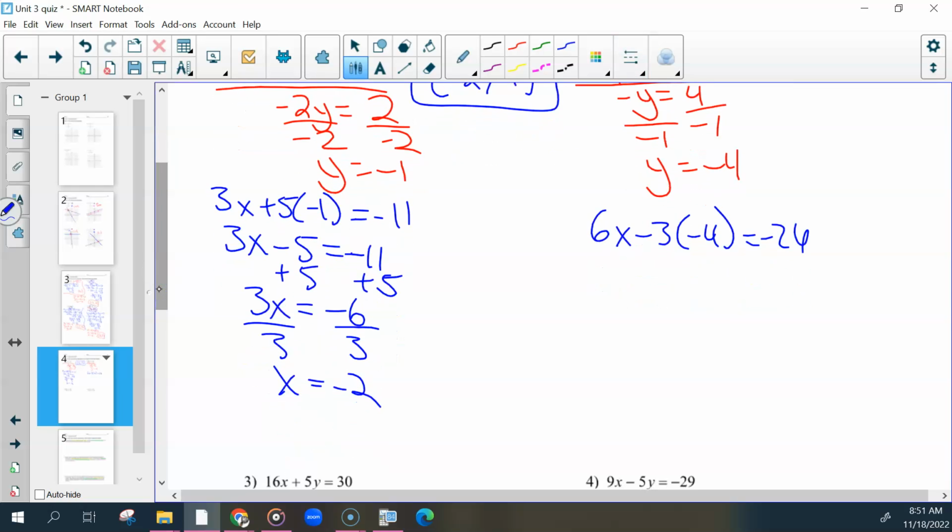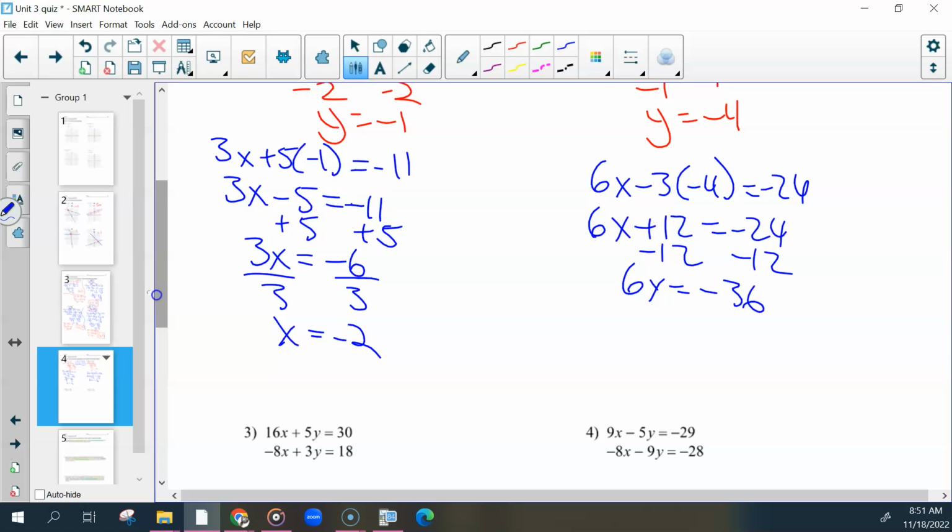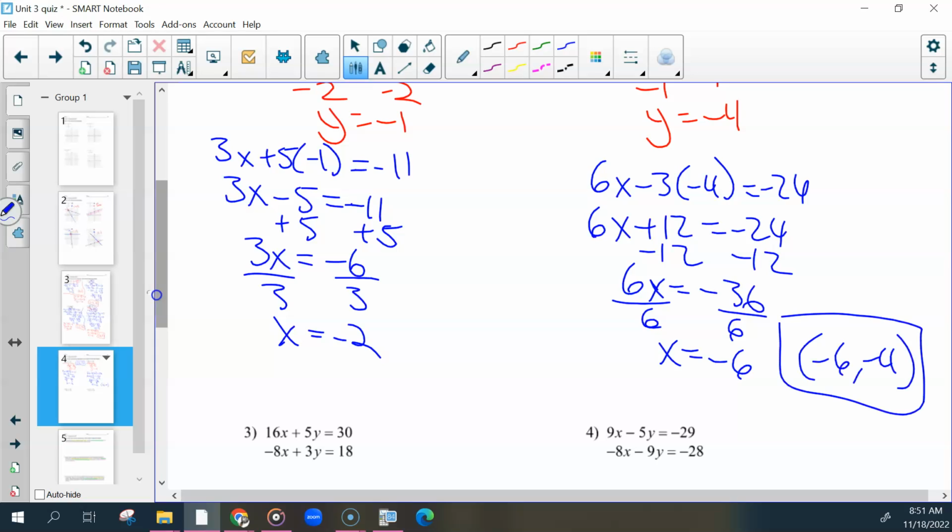Put your y back into one of the equations, start solving for x. Again, be careful with your negatives. Some of you subtracted 12 but didn't get negative 36, which threw off the answer. So then negative 6, negative 4 was your final answer. Questions on that one?